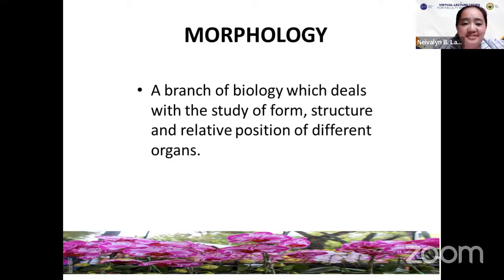So we start already with different terminologies. We define first some terminologies for us to understand well flower morphology. First, we define what is morphology. Based on our references, morphology is a branch of biology which deals with the study of form, structure, and relative position of different organs.